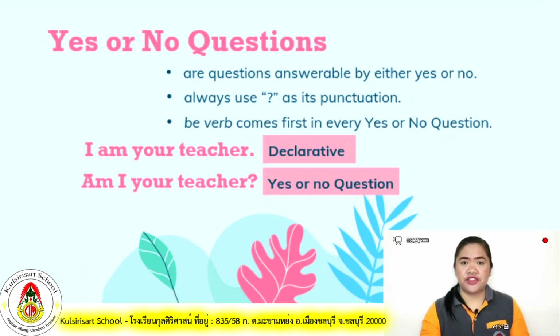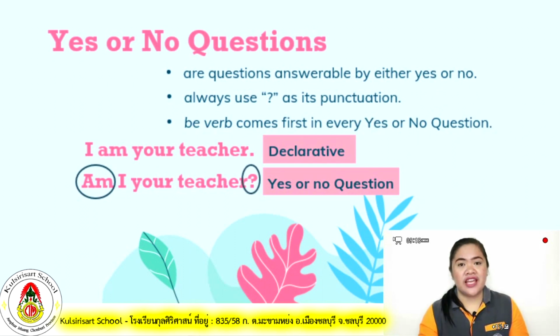Try to look at the structure of the sentence. The am, which is a be verb, begins the yes or no question. It comes first. And look at the punctuation. The punctuation now is not a period or full stop. It became a question mark. Very good.